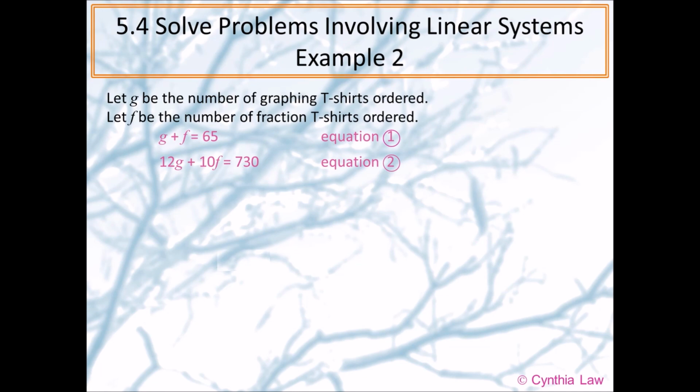So graphing t-shirts are $12 each. So it's 12G, 12 multiplied by G. And then the number of fraction t-shirts is F, and the cost of each is $10, so it's 10F. When we add the two of them up, we get $730. So that's my second equation.